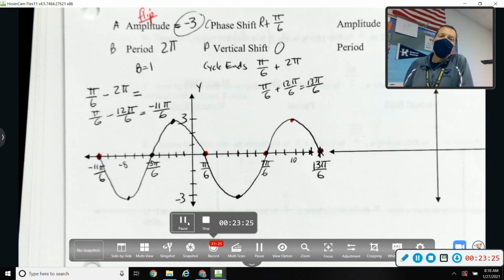All right, to me that's one of the harder ones because it was flipped, but mostly because the phase shift and the period had a weird combination. So it took a little bit of thought to figure out, well, where do I end and where do I end on the other side?